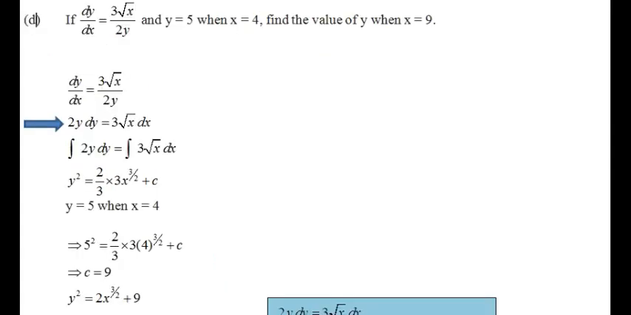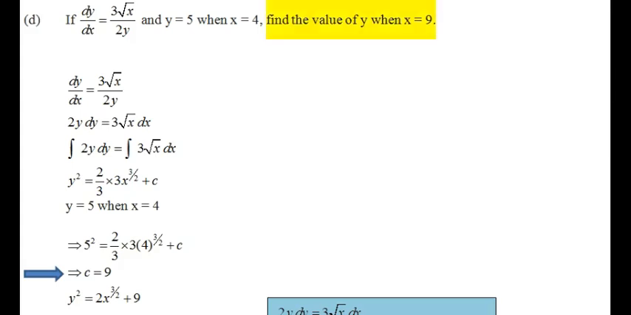And question 2d is another differential equation. The first step again is to separate the variables, so y is on one side and x is on the other, and then to integrate each side. So this is just a standard approach to all our differential equations. Separate the variables, integrate, and now I have an equation with a plus c in it, and I've got to look back to the question to find some numbers to calculate c. We're told y equals 5 when x equals 4, and so using those values, I can work out c equals 9, so my actual equation is y squared equals 2x to the 3 over 2 plus 9.